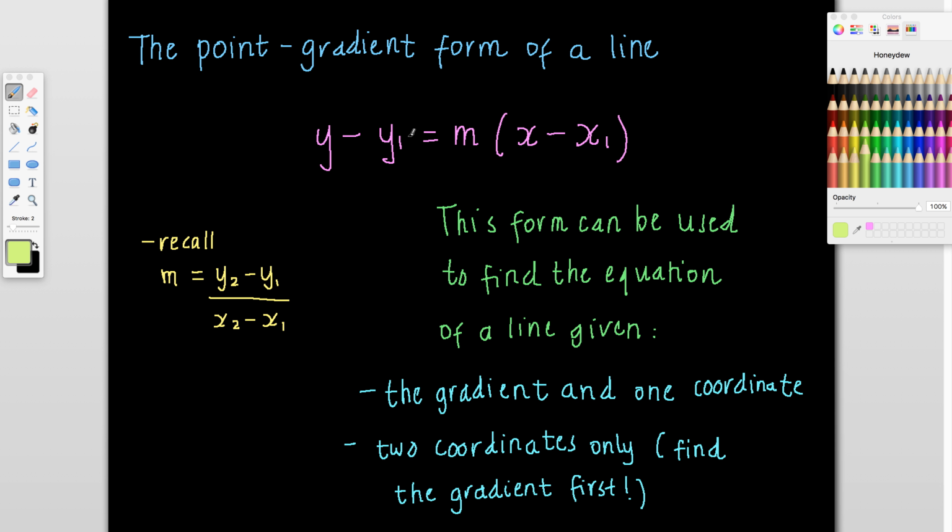Now, this y1 and x1 here, these ones, these are the ones that are going to be given to you. This x and y coordinate will be given to you in some form. Generally in the question they'll say, look, the line passes through this particular point. That's your x1 and your y1 points.